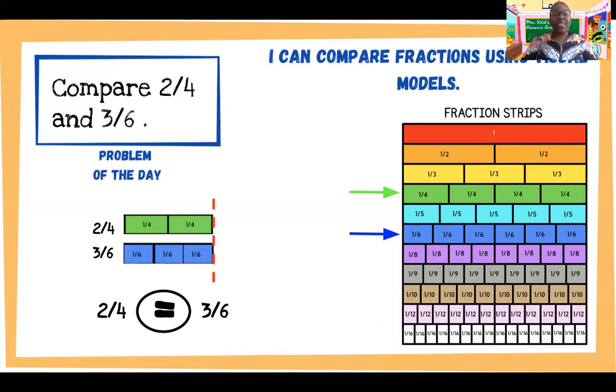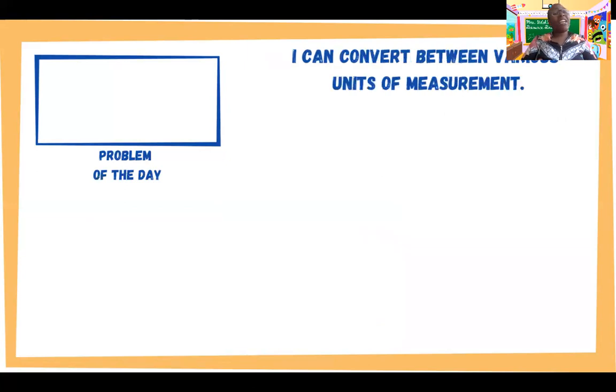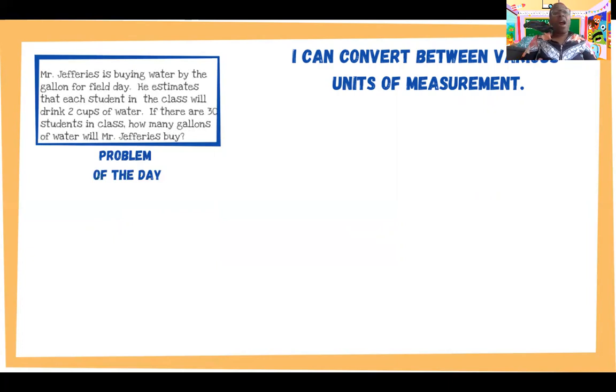Great job, middles. All right, senior scholars, here's your problem. Remember, all this week we have been converting between various units of measurement, and we've been doing that via word problem. Our problem today says, Mr. Jeffries is buying water by the gallon for field day. He estimates that each student in the class will drink 2 cups of water. If there are 30 students in class, how many gallons of water will Mr. Jeffries buy?